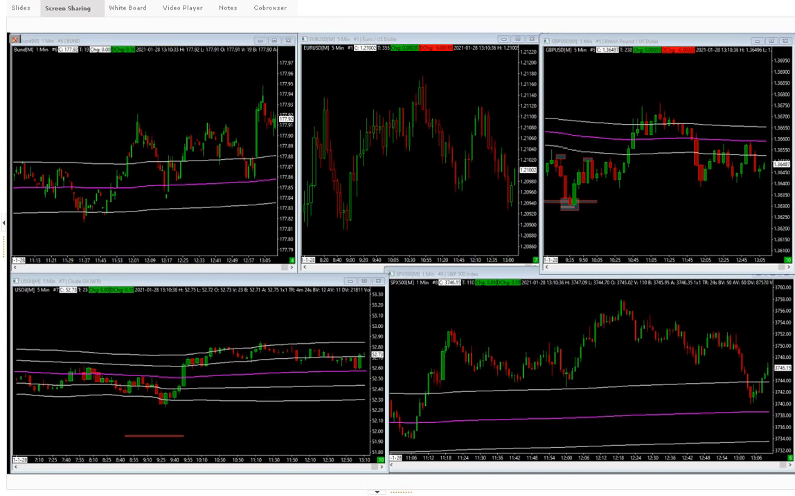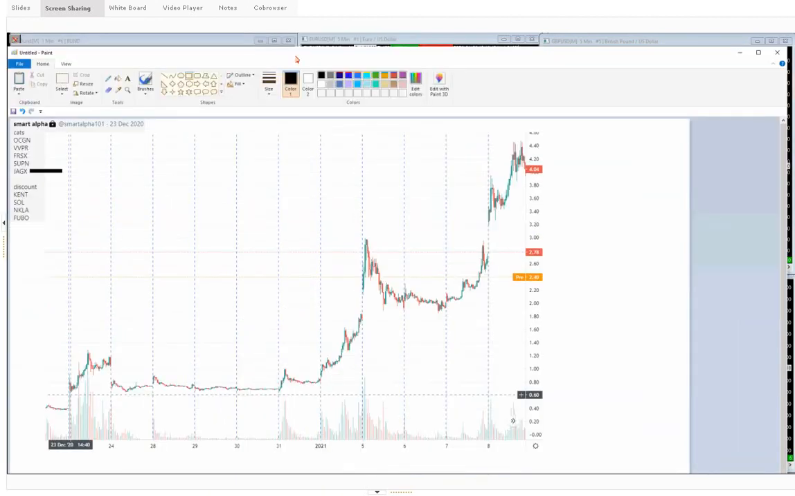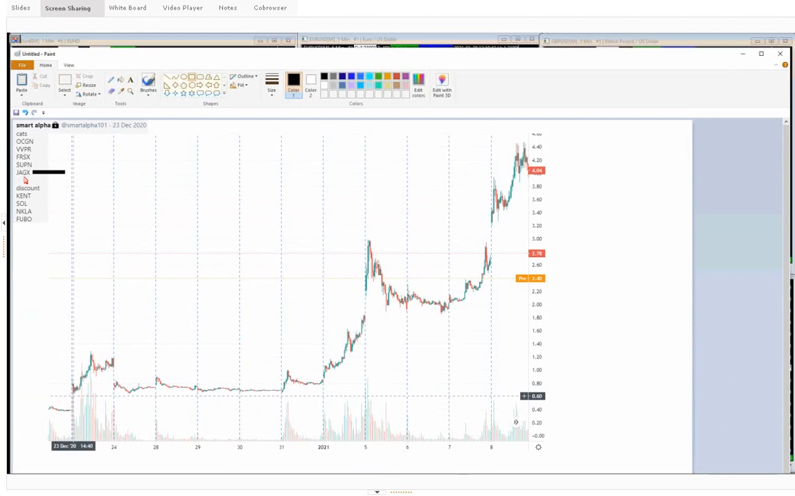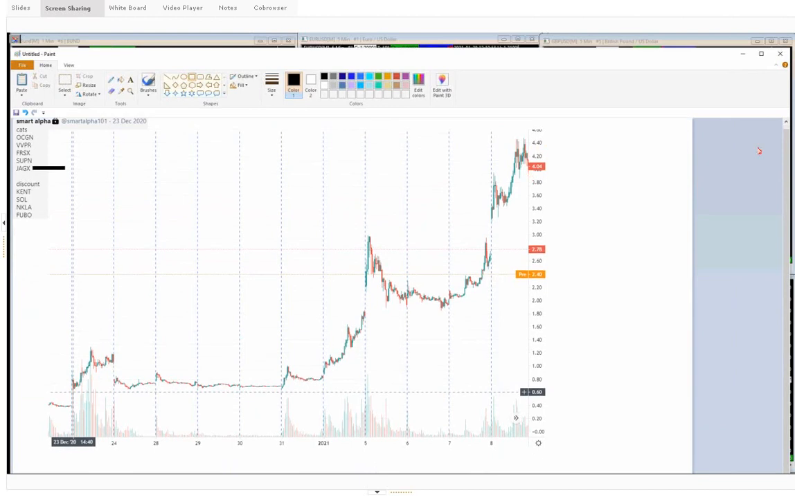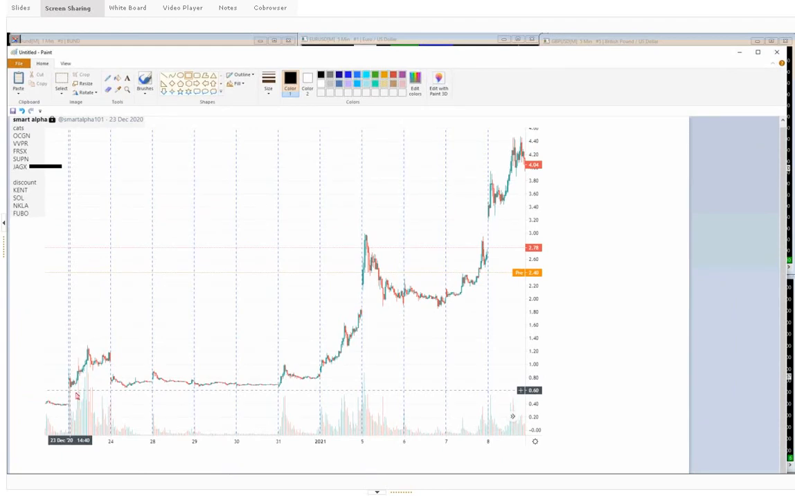Look at this stock from December last year. Look at this stock here, JAGX. We posted this stock when it was trading at 50 cents, 60 cents. It traded a high price of $4.40. Pretty good trade, right? So you can see that over a period, some of these trades can make incredible gains.